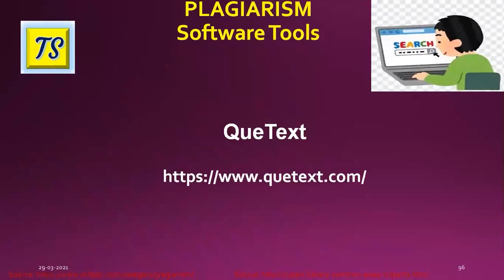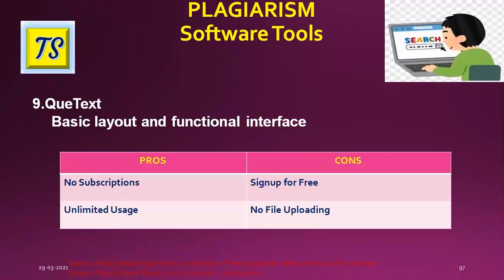Q text. This is referred to as Q text. No subscriptions, unlimited usage, but you need to sign up. That means you have to register. No file uploading. That means you can't upload all your work. Part of the work, as per the instruction, you need to copy and transfer. Again, you have to copy and transfer.